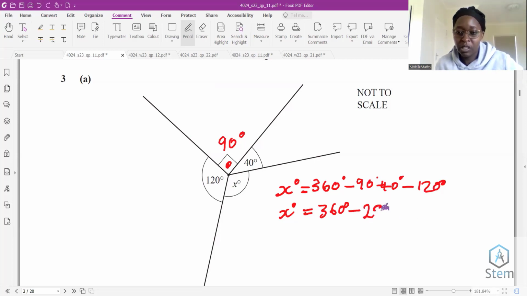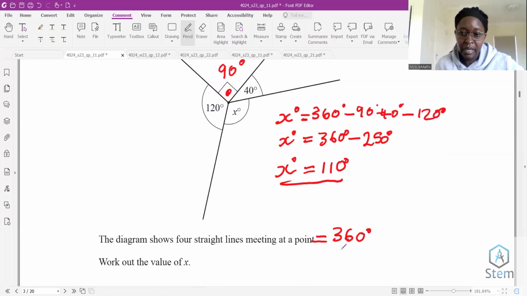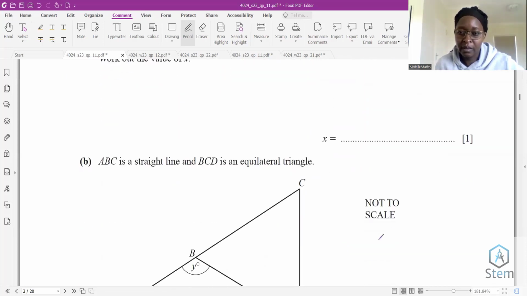Okay, so that's 250 degrees here. So 360 degrees minus 250 will give us 110 degrees. So that's how we get our 110 degrees. Okay, so that's the value of our x, 110 degrees. Okay, let's move on.